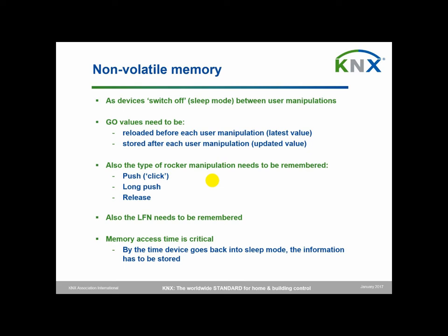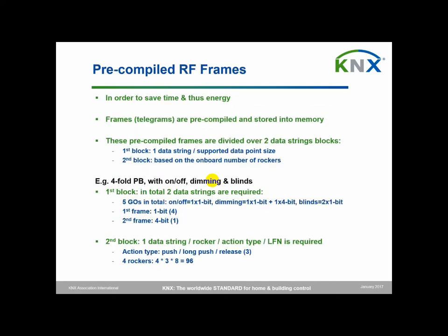And because of all that, we can say that memory access time is really critical. It needs to be very fast, because by the time the device goes back into sleep mode, all this information needs to be stored, right? So therefore, memory access is time critical. Also, in order to save energy, the so-called precompiled RF frames will be used. So frames, telegrams actually, are precompiled and stored into memory. These precompiled frames are divided over 2 data string blocks.